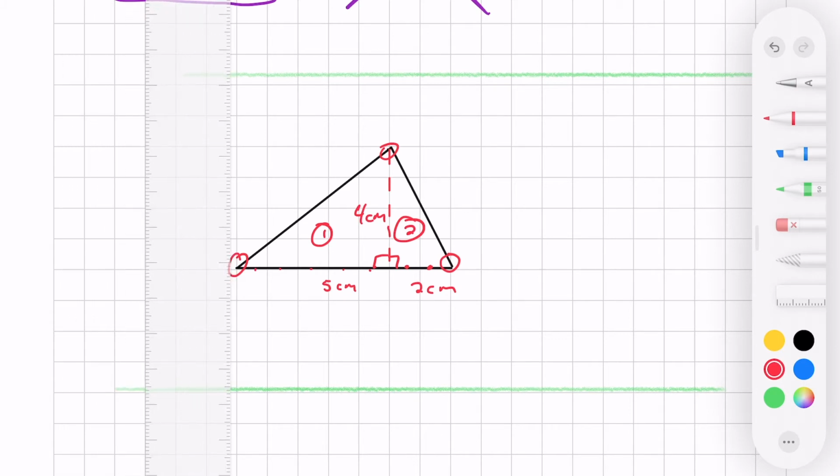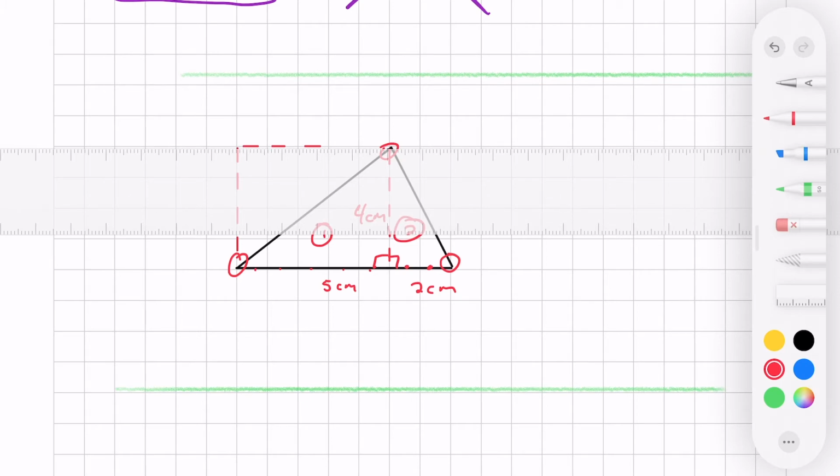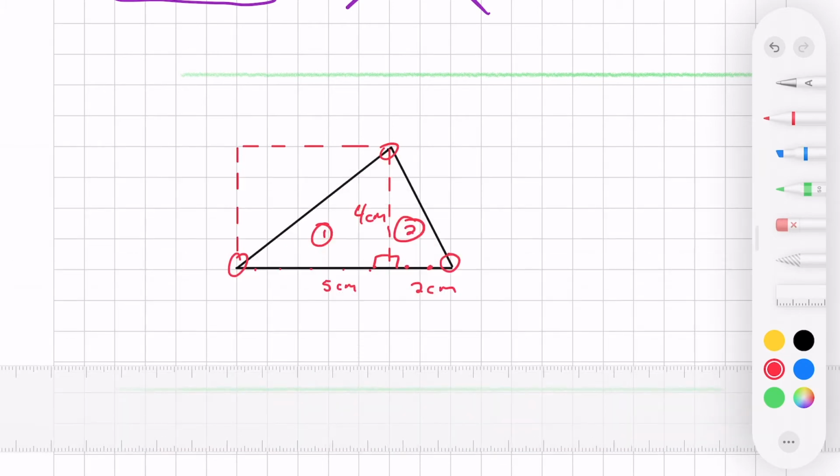And I'm going to find the area of this triangle first. So I know that the area equals base times height divided by 2. And the base of this triangle is going to be 5 centimeters, and the height is 4 centimeters. And now I can just do the formula and find out what the area is.